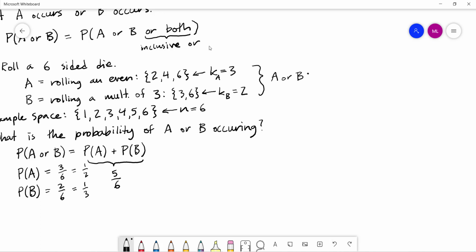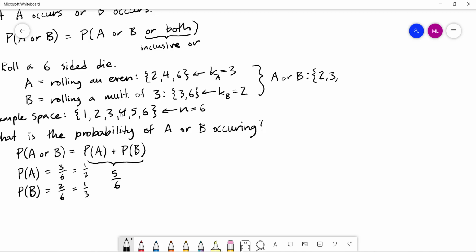Let's do it this way. What is the list of outcomes that would satisfy either rolling an even or a multiple of 3? Is 1 an even or a multiple of 3? No, so we wouldn't include the 1. Is 2 an even number or a multiple of 3? Yes, it's an even number, so we'd include the 2. What about 3? Is 3 an even number or a multiple of 3? Well, it's not even, but it is a multiple of 3, so we would include that. So as long as it satisfies at least one of them, we're including it.